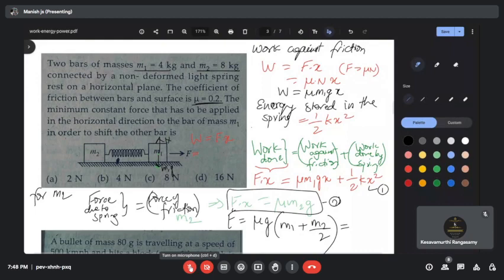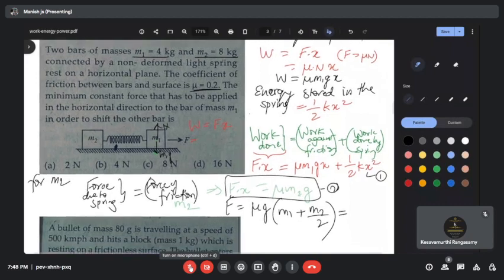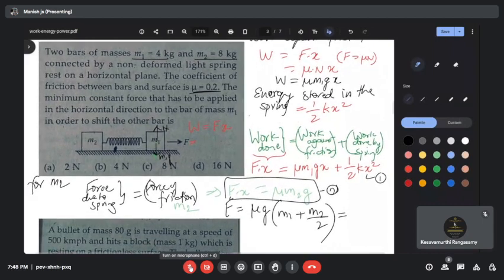Mu is 0.2. g you can take it as 10. m1 is 4, m2 is 8. So how much are you getting? 0.2 into 10 into, within brackets, it's 4 plus 8 upon 2, which is also 4. 4 plus 4 is 8.